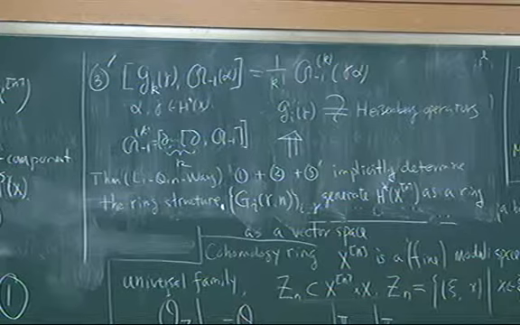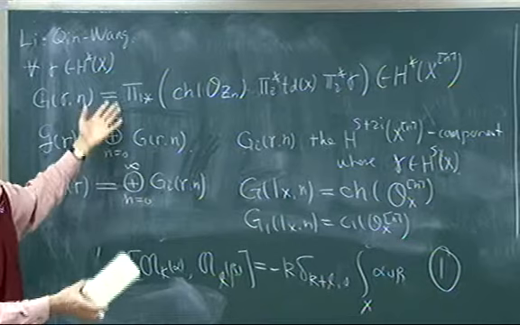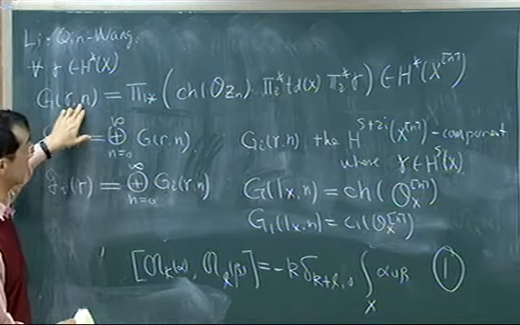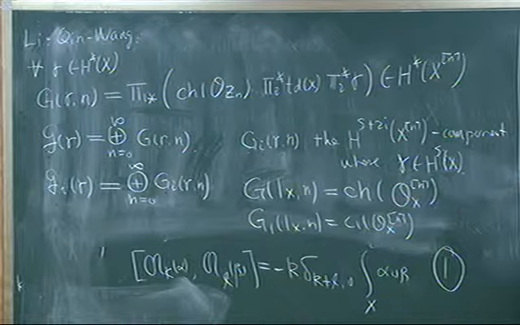So there is a G gamma n. That's a cohomology class. Then I add them together, I call it G gamma. So n disappears. So this is a cohomology class. It has many components. So the i means this component. Okay, so these components generate the cohomology ring of X^n for fixed n.